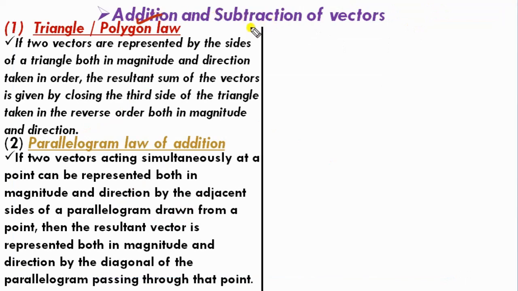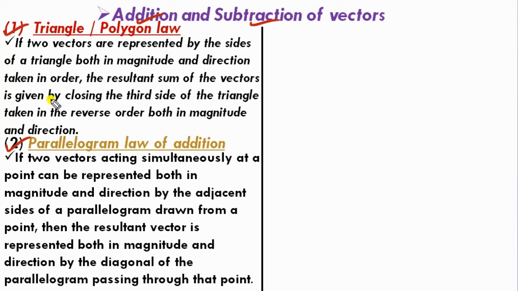Let's learn how to add and subtract two or more vectors. To do this, we have two laws, two kinds of tools. The first one is the triangle law, which is sometimes also referred to as the polygon law. And the second one is the parallelogram law. In fact, both these laws are equivalent to each other. That means they are just two different ways of stating the same thing. They are not independent laws.